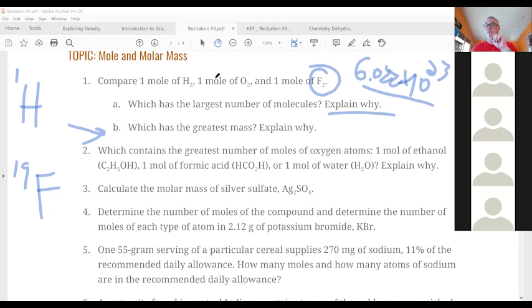What I can do is determine mass. So which one of those would have the greatest mass? A mole of hydrogen, a mole of oxygen, or a mole of fluorine? Fluorine. It's got to be the fluorine, right? Because it's the heaviest. It has the biggest mass. So what would be the mass of a mole of fluorine?